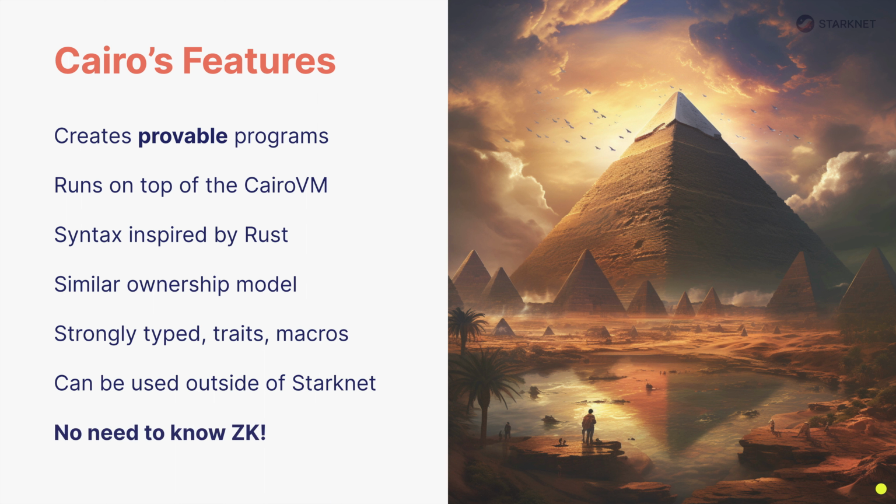In my opinion, the best part of Cairo is that you don't need to know anything about ZK to take advantage of this type of technology. Cairo abstracts away all the complexity of ZK circuits, polynomial constraints, FRI protocol, etc. With Cairo, you can take full advantage of a CPU architecture built on top of ZK proofs without having to know how it works under the hood, so you can focus on the logic of your app.